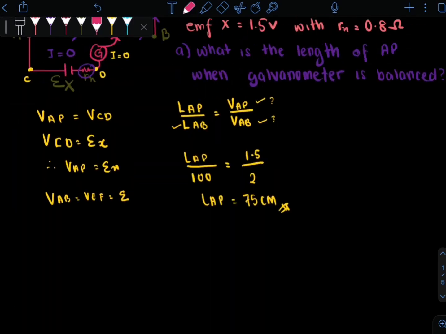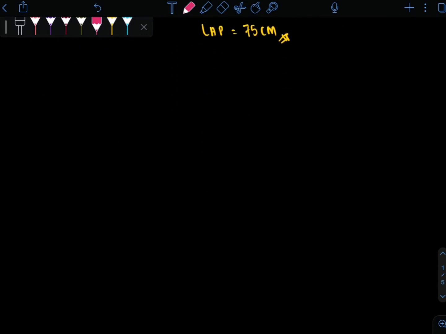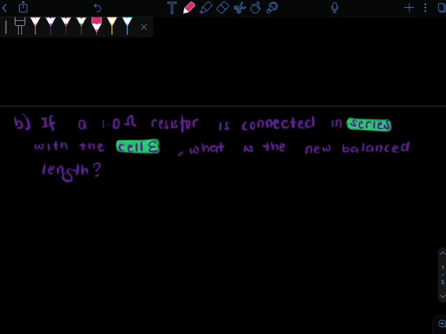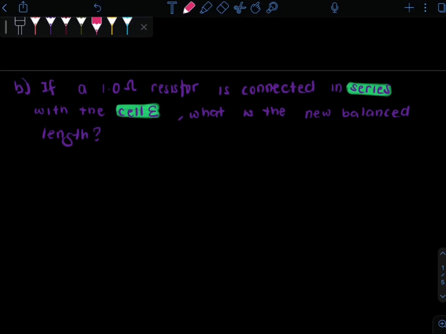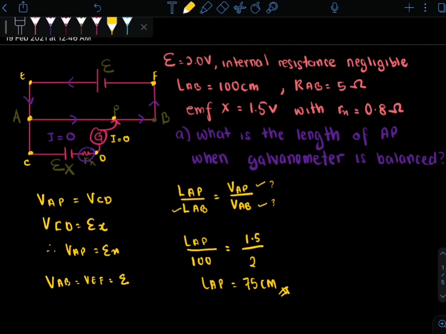Okay, sekarang kita sambung. Let us continue from the previous question. This was the initial question kita. Sekarang situasi B kita adalah dia kata if 1 ohm resistor is connected in series with the cell EMF, what is the new balance length? So maksudnya circuit kita akan ada perubahan sebab asalnya ini bentuk dia. Asalnya ini bentuk dia, sekarang kita tambah satu lagi resistor dekat sini.